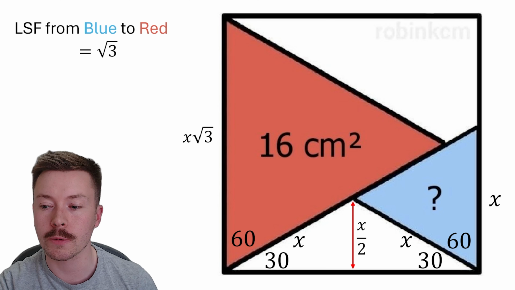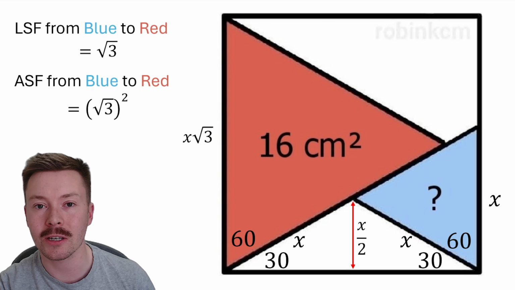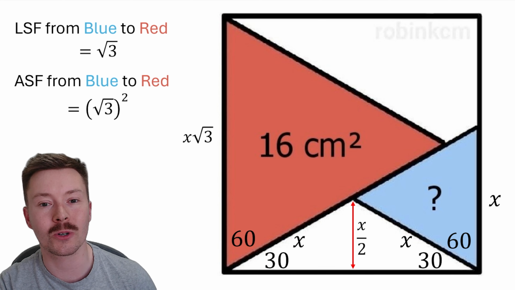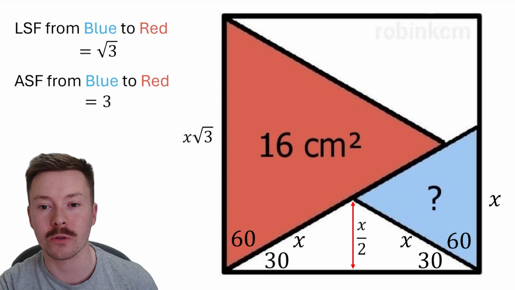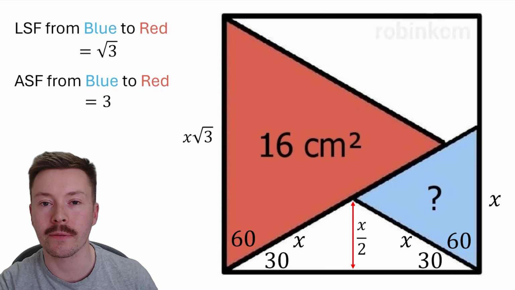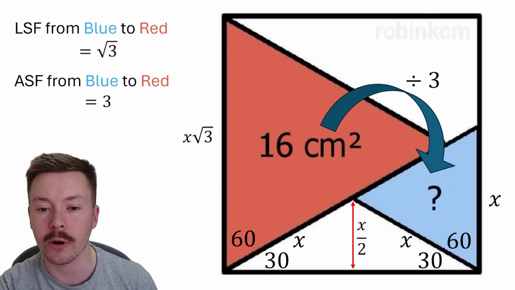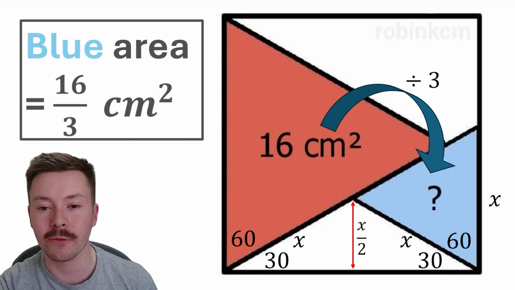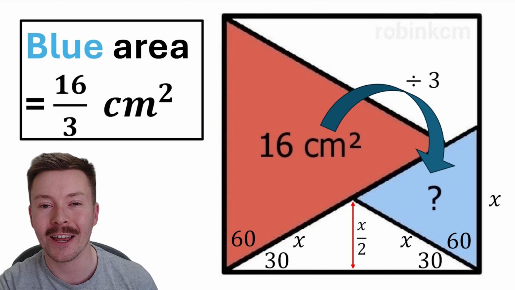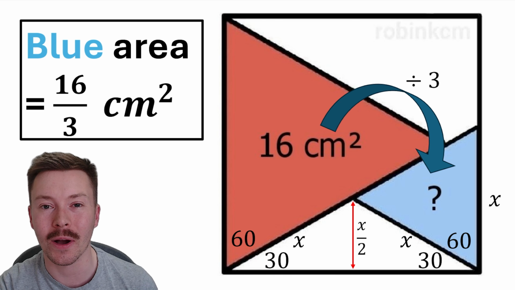So that is what I would multiply all of the lengths of the blue triangle by to get the lengths of the red triangle. Now the area scale factor is the length scale factor squared. So root 3 squared gives us an area scale factor of 3. That means the blue area times by 3 would give the red area, but because we're going the opposite way, we're going to divide by 3, and that gives us an answer for the blue area of 16 over 3, or 16 divided by 3 centimeters squared.